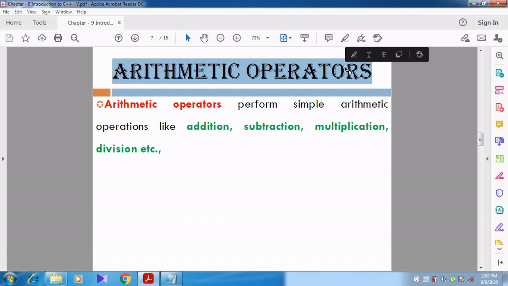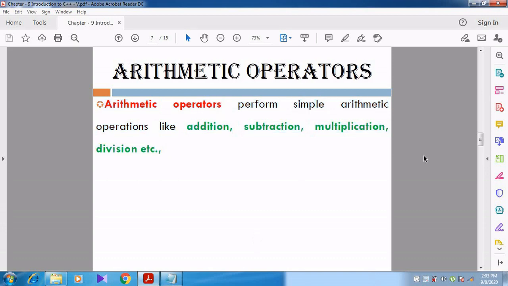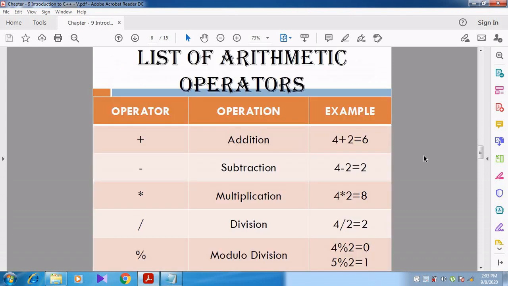We have another operation called modulo division. Arithmetic operators perform simple arithmetic operations like addition, subtraction, multiplication, and division. But after that we have another one, that is called modulo division. Let us see these operators one by one. The first operator is plus. You know about plus, addition. So 4 plus 2 is 6.